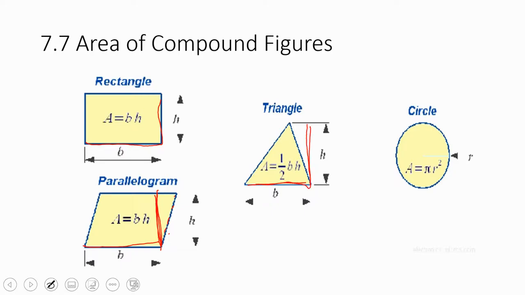Or you can do base times height divided by 2. It means the same thing. And then the area of a circle is pi times the radius squared. Again, the radius goes from the center to the outside of the circle. Okay. If you need to, you can pause the video and write these formulas down, or you can screenshot this, or you can always Google the formulas if you forget as you're working through them.